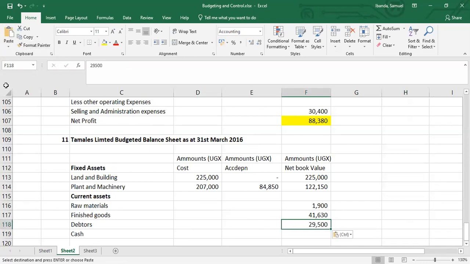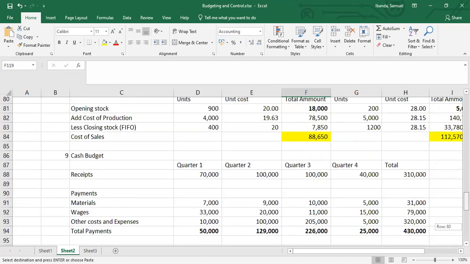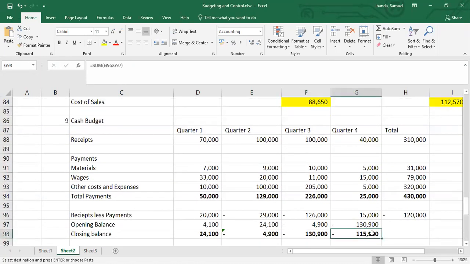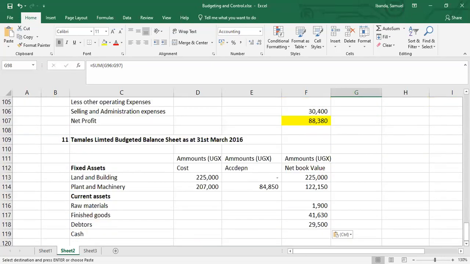So you've seen I've tried to use the beginning debtors that are now on our balance sheet, on the first page. Then the next one is now I'm going to look at my cash. As you saw, we've done a cash budget, so a cash budget should be able to give us how much cash we have. From your cash budget here, you realize that we actually closed with a closing balance of 115,900, and it was a negative. So we basically don't have cash, but we rather have an overdraft.